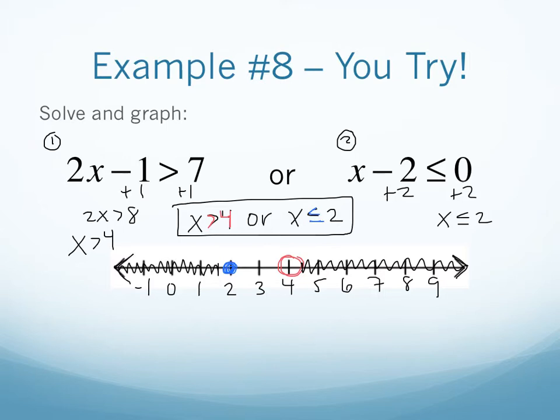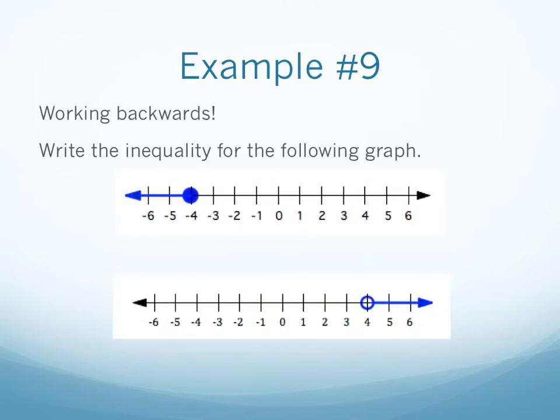So this is what you should have gotten. If you didn't get that, that's okay. Please make sure you rewatch this problem, though, so you know what mistakes you made. From here, we're going to do a few examples working backwards, where I give you a number line, and you have to write the inequality. So here are two examples that we're going to try. So on the first one, I have x, and I have -4.